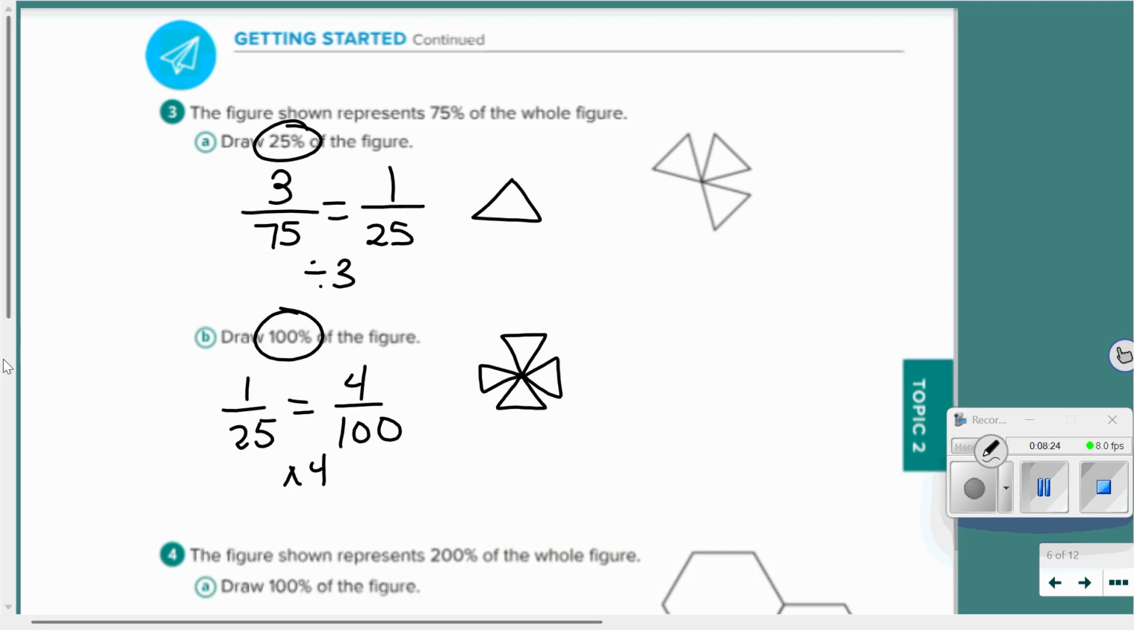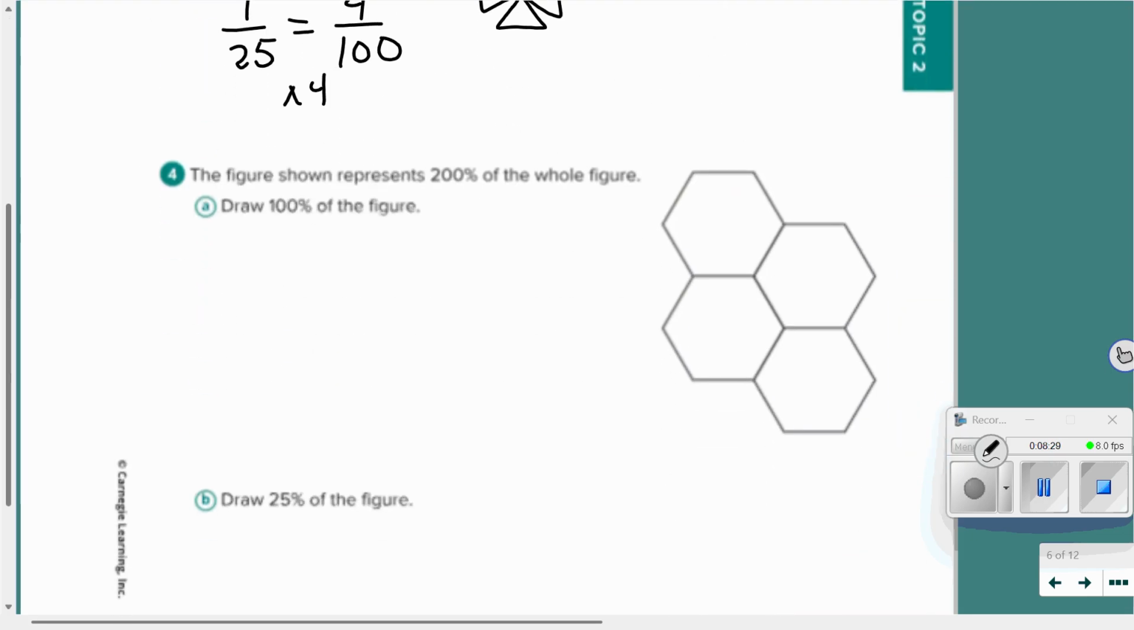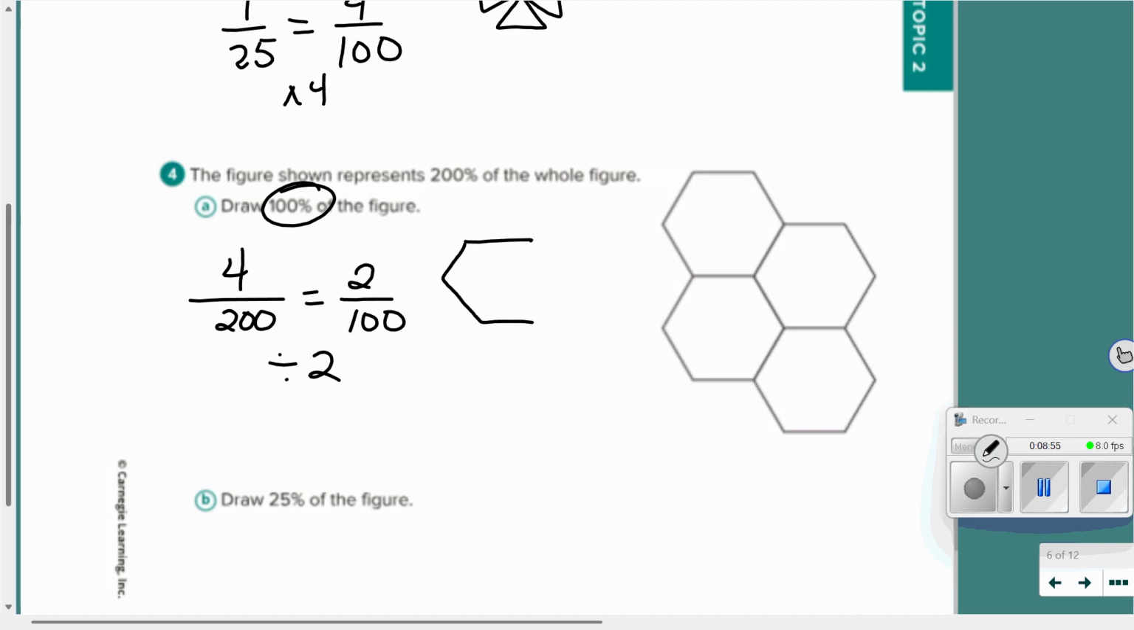All right, number 4 says the figure represents 200%. So what do I have? Or how many do I have? I have 4 of them, and they represent 200%. And I need 100% for my question. What am I going to do? Divide by 2. I'm getting smaller, not bigger. 4 divided by 2? 2. So you should have had 2 hexagons drawn.